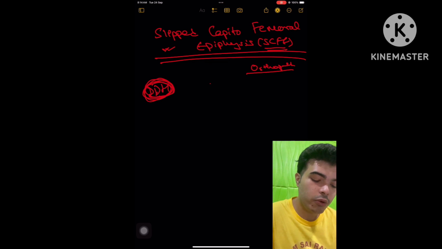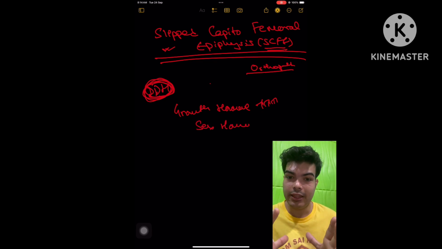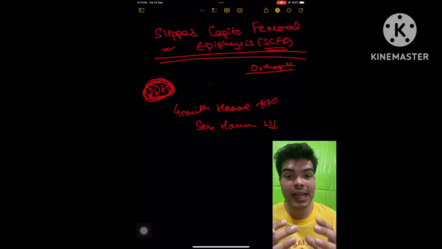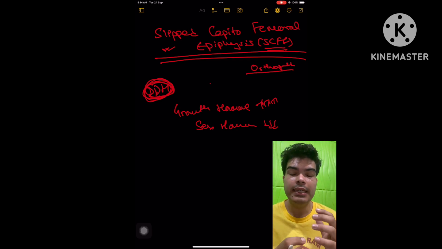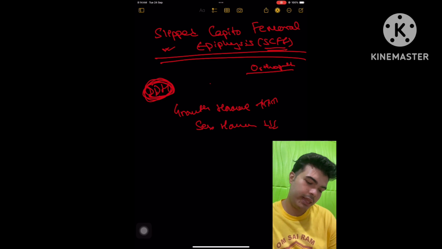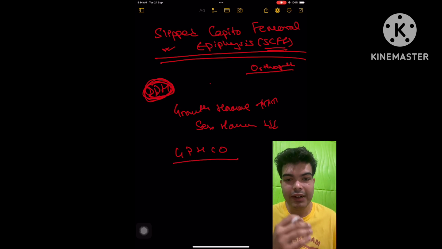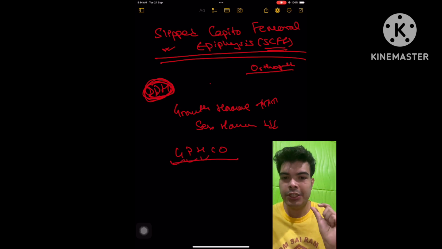If you have a growth hormone spurt, so if the growth hormone is in excess and your sex hormone is low, what happens? Basically your growth plate increases in length, but it does not have that tensile strength. That is why it tends to break through the hypertrophic layer of your growth plate. The growth plate has GPHCO, germinal, proliferative, hypertrophic, calcification and ossification. These are the different layers that you have in the epiphyseal plate.